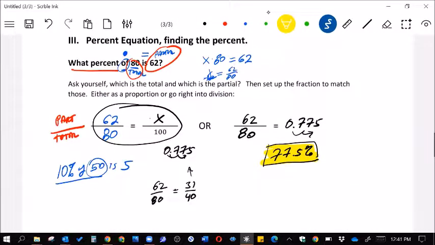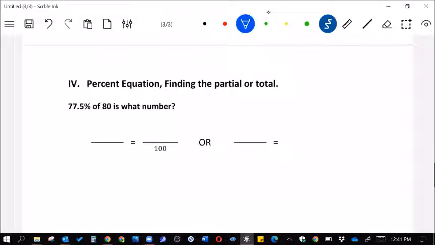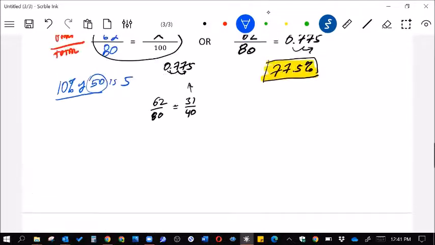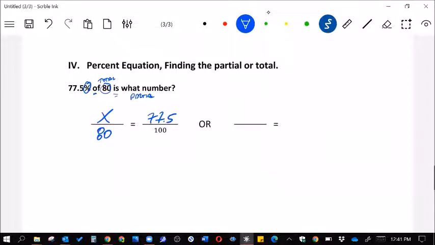All right, let's look at another type of problem. Here's one now where we know what the percent is, and because this is the word of, we know that 80 is the total. Equals what number? Well, this will be the partial. This is the one we don't know. So I'm going to say X over the total, and 77.5 over 100. That looks familiar. We know from the last problem that that should be 62. So let's see if we can get that 62.